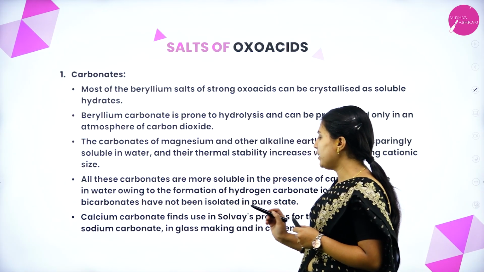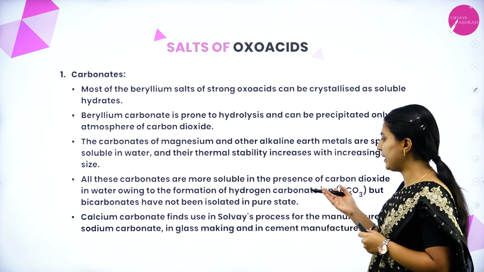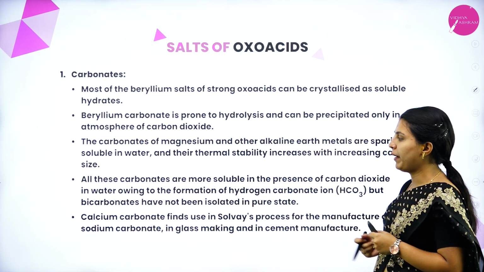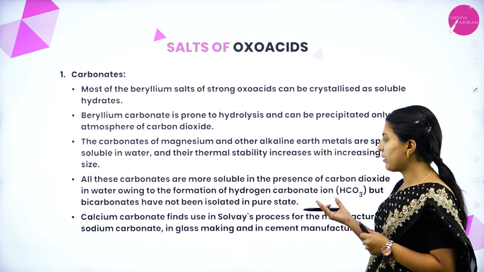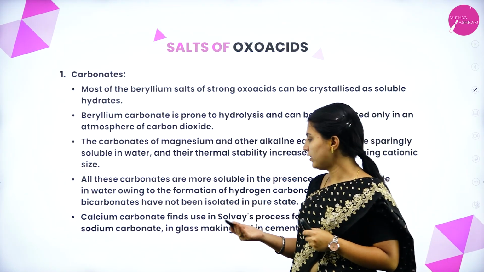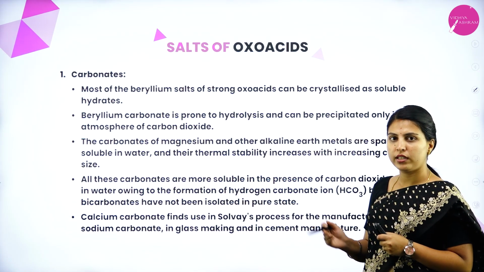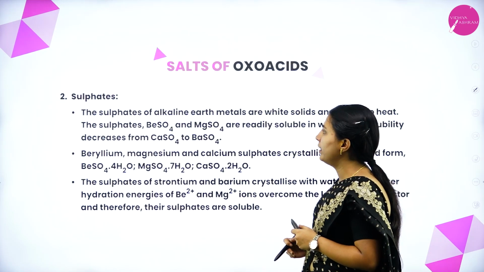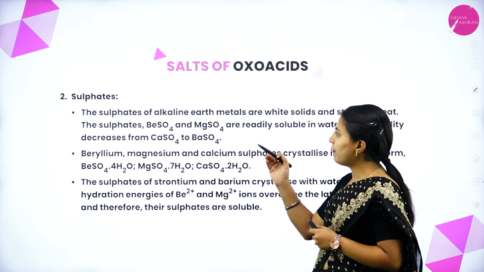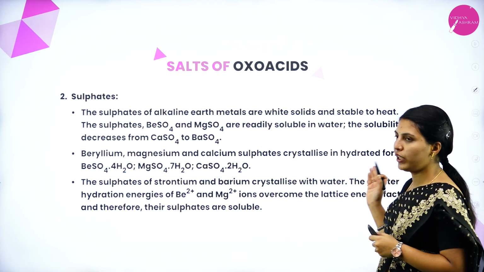Calcium carbonate finds use in Solvay's process for the manufacture of sodium carbonate, in glass making and in cement manufacture. How is calcium carbonate used in the Solvay process? It is used not only in the Solvay process, but also in glass making and cement manufacturing. Next, sulfates. The sulfates of alkaline earth metals are white solids and stable to heat.